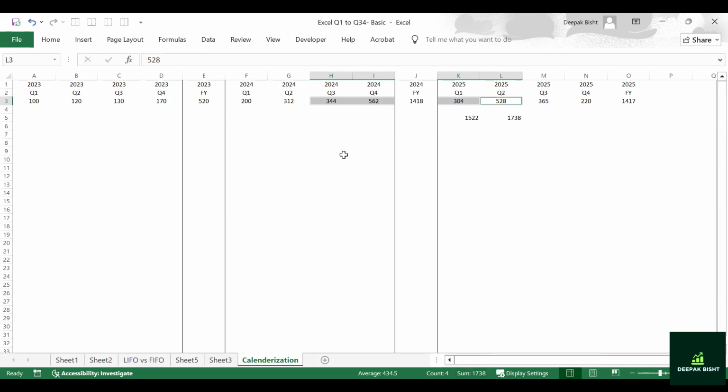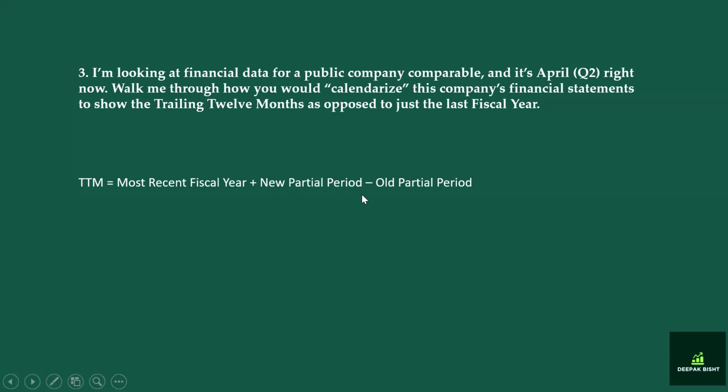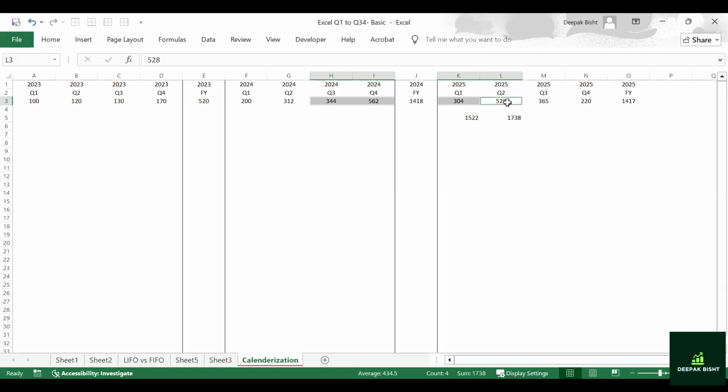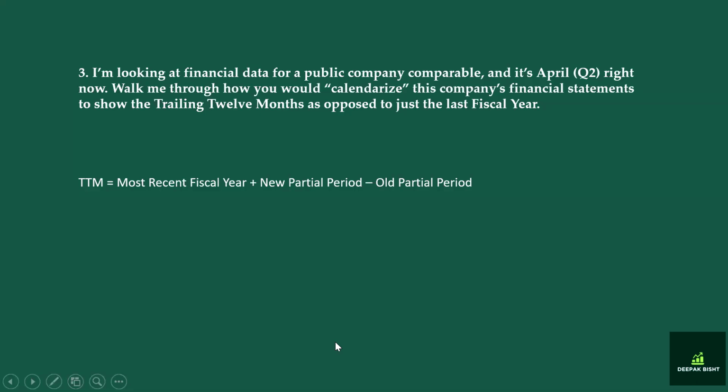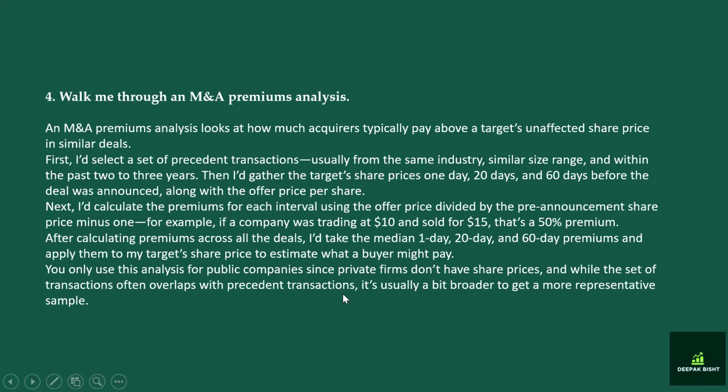And I think this cannot be more simple than this. Most recent fiscal year, you will add the new partial period and you will subtract the old partial period. We are adding the most recent partial periods and subtracting the previous periods. And that's pretty much it. I hope I do not need to explain question number three. Let's move to question number four.